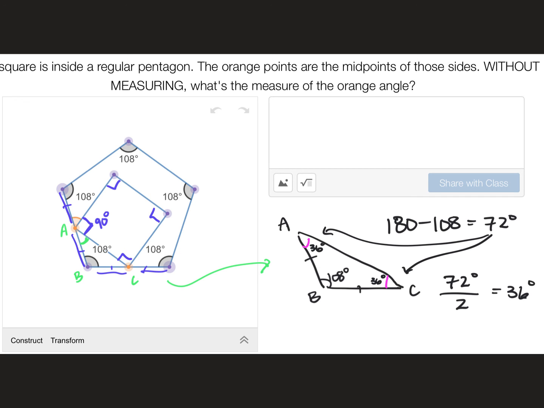That gets 180. Then I'm able to see over here that this angle right here would be 90 plus 36, or 126 degrees. And thus the orange angle right here is going to be 180 minus 126, which is 54 degrees. Let me know what questions you have.